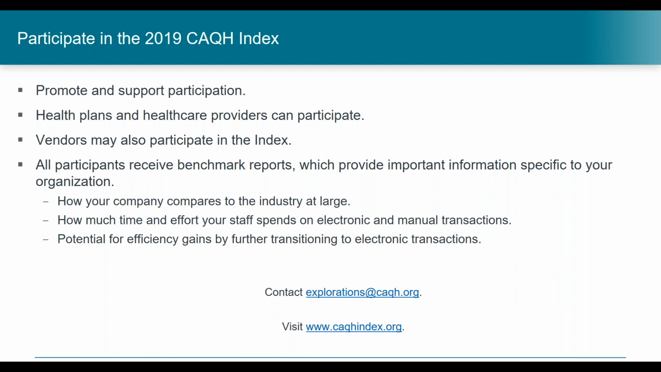And many times people have said that they've brought the benchmark report into meetings with the executive team or senior management to discuss not only how they're doing relative to others, but where they can focus and target their efforts in the new year related to the adoption of transactions, knowing that moving from manual transactions to electronic transactions can not only save costs, but also time.